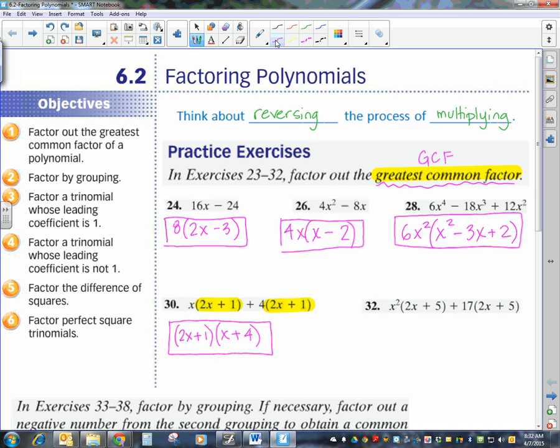Okay, again, when you see those parentheses, look and see if what's in the parentheses is the same. So I have 2x plus 5 and 2x plus 5 in the parentheses. So that is my GCF. So I'm going to pull that out. Again, 2x plus 5. And what's left is x squared plus 17. And that's going to be my GCF. Okay, so that is the first group.